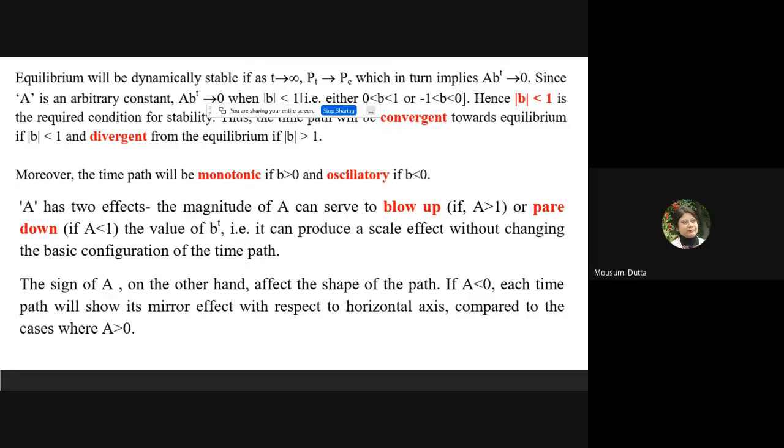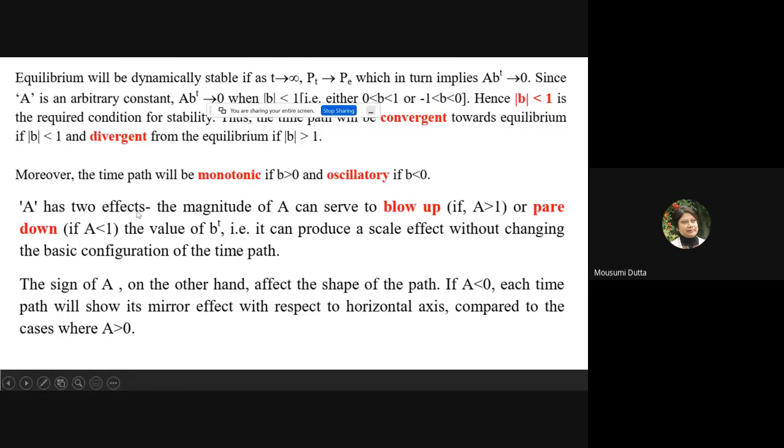Okay, so please look at the second part of this slide. Though I have used the notation capital A here, while I discussed yesterday's problem, I used the notation small a. So this capital A is equivalent to small a. Please consider this capital A as the small a we used in our trial solution, a b to the power t. That A is there. So first, let's look at the points.